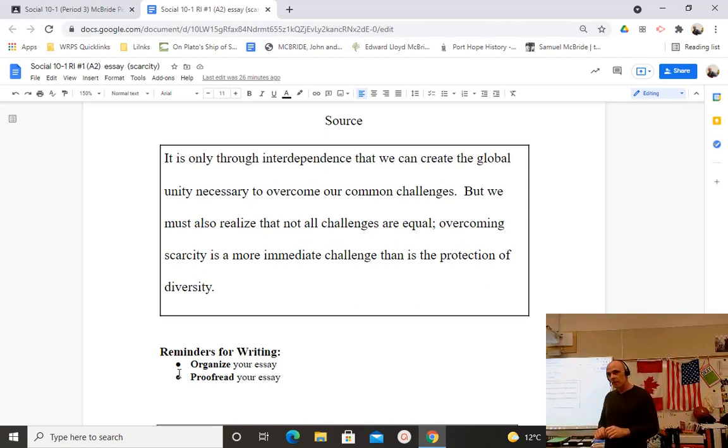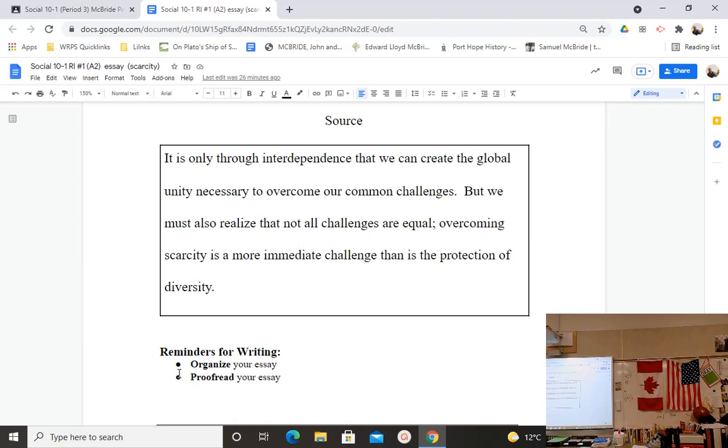So somewhere in my paper, I'm going to want to talk about global unity to overcome our common challenges. Even though the source talks about common challenges generally as scarcity and protection of diversity, I think there's opportunity to talk about what the source omitted. So I might want to come back to that. We must all realize that all challenges are created equal, overcoming scarcity. So I'm going to need to define scarcity, right? I need to make sure that somewhere in my paper I'm going to talk about what is scarcity.